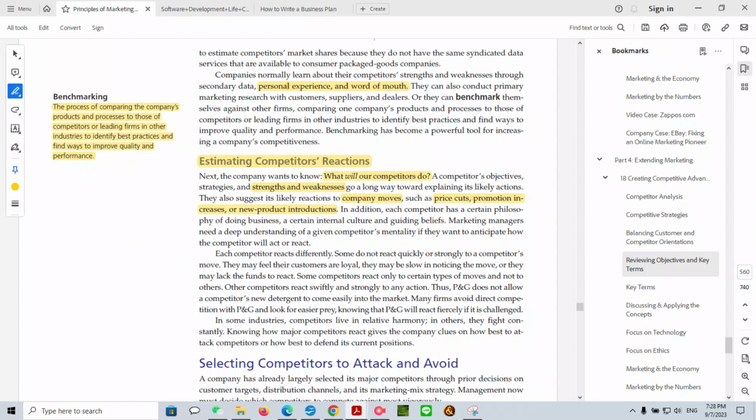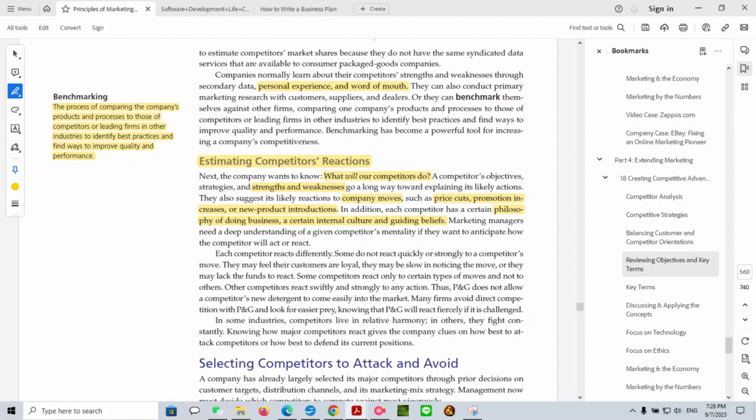In addition, each competitor has certain philosophies of doing business, a certain internal culture, remember I told you, and guiding beliefs. This is internal. Marketing managers need a deep understanding of a given competitor's mentality if they want to anticipate how the competition will act or react. Now, this can be relevant if it has to do with value added services, such as customer service related. Okay? Each competitor reacts differently.